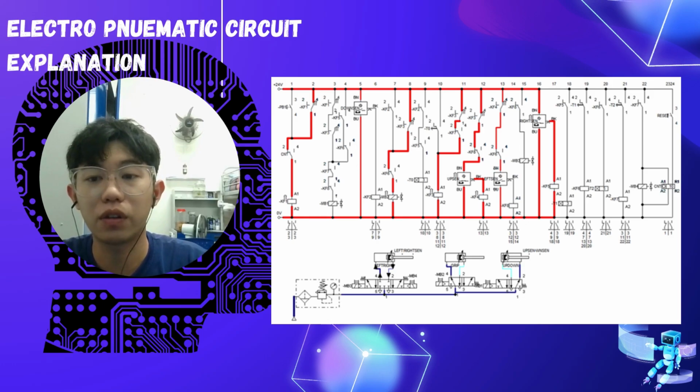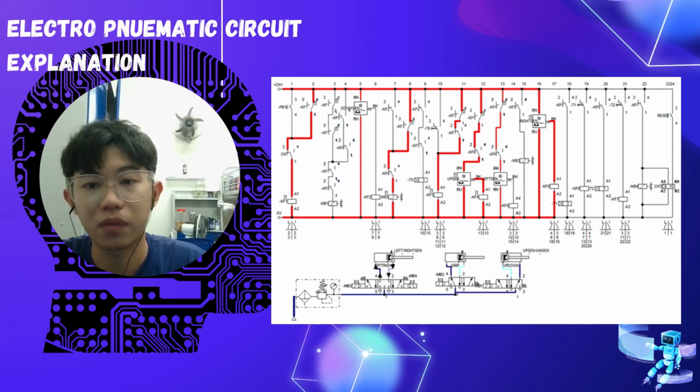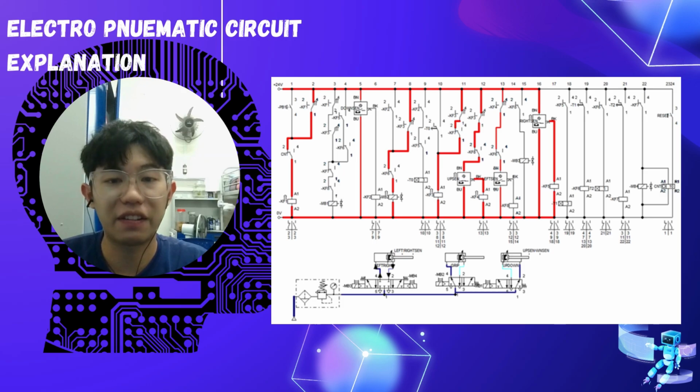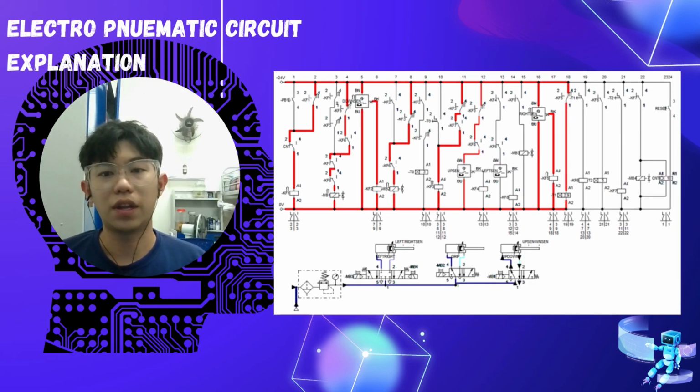The current flows to node 13 and relay KF8 is energized. The normally open contact of relay KF8 at node 15 is closed, and the valve solenoid MB3 is energized. In the pneumatic circuit, the left-right arm will advance. When the end of the left-right arm reaches the limit, the right sensor will get actuated and the relay KF5 is energized. Then the normally open contact of relay KF5 at node 4 is closed, the valve solenoid MB1 is energized, leading to the advance of the up-down arm.